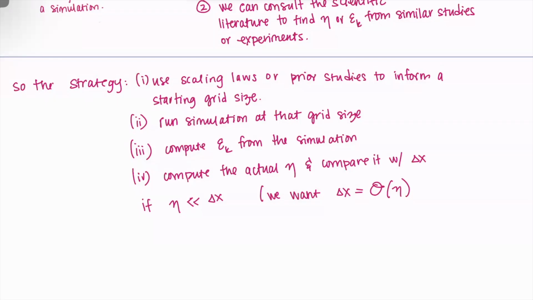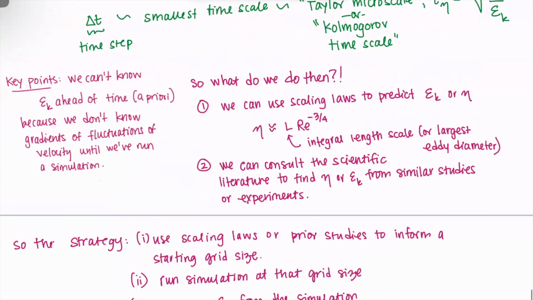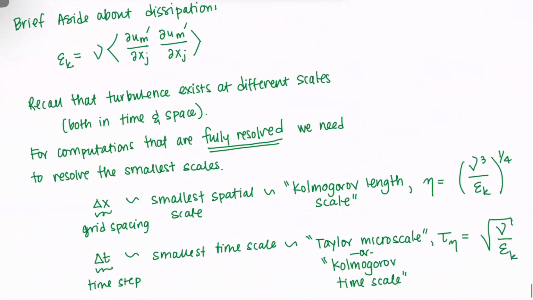I understand that that's not an exact science here, so it kind of depends on what you are after. Ideally, your grid spacing would be essentially equal to eta. But typically, a well-resolved DNS, which I think I didn't write down. So fully resolved computations are called direct numerical simulation.